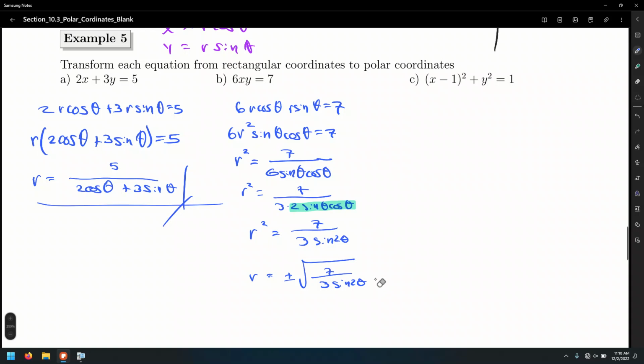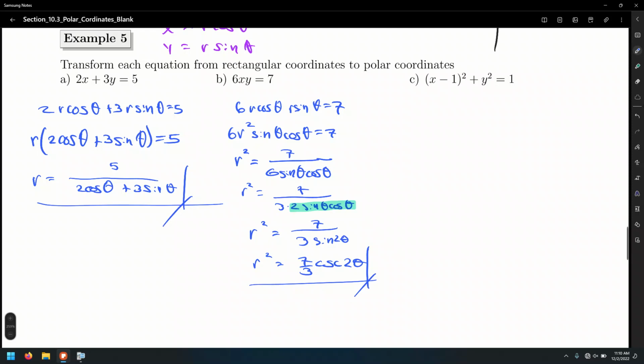Now, if you still want to simplify a little further, you might write this sine 2 theta that's in the denominator, move it to the numerator, giving 7 over 3 cosecant 2 theta. That's a good way to keep simplifying this, all right? And we're going to leave it like this.